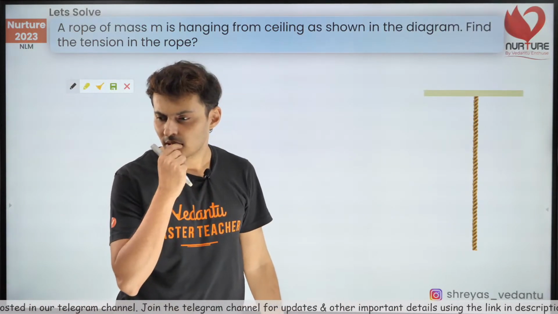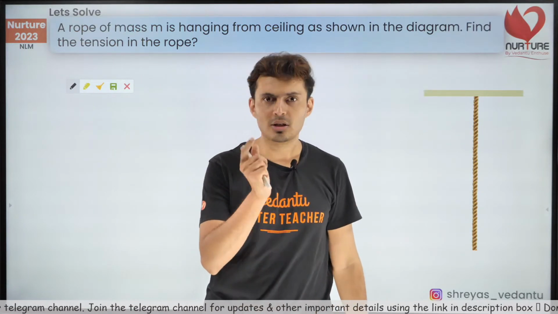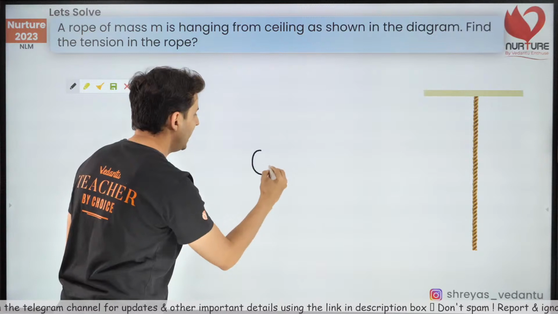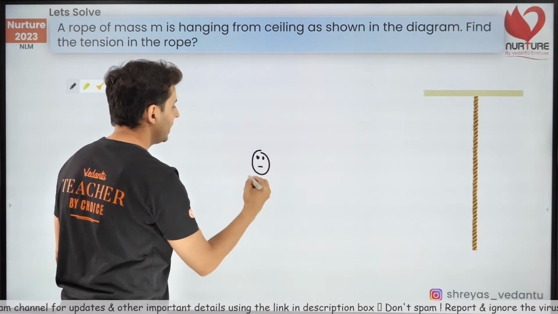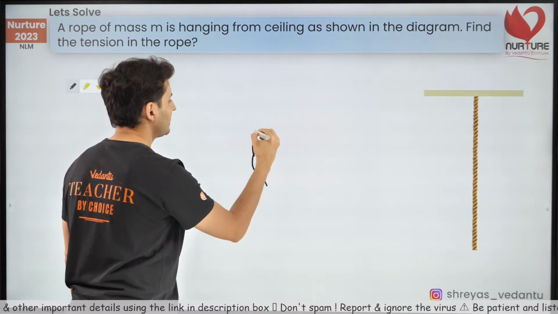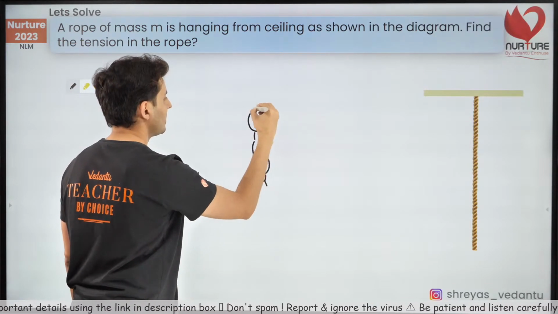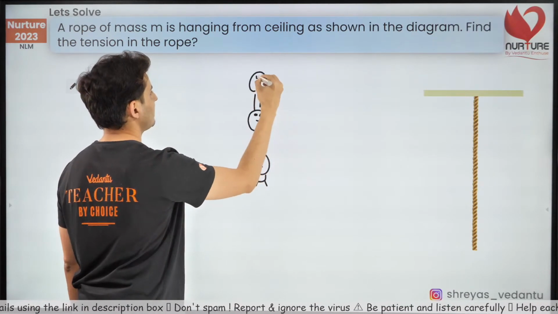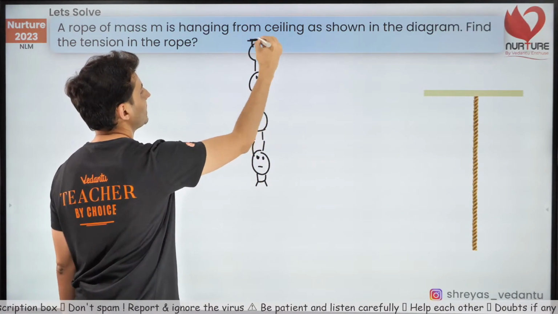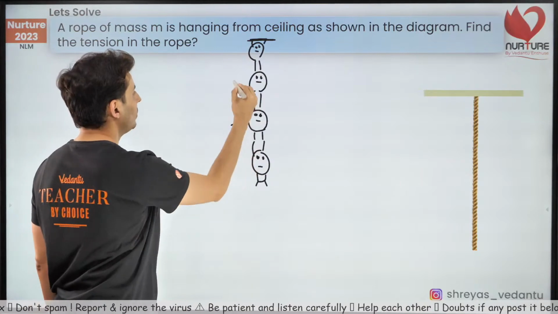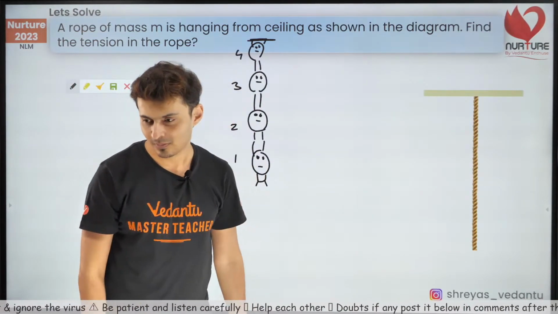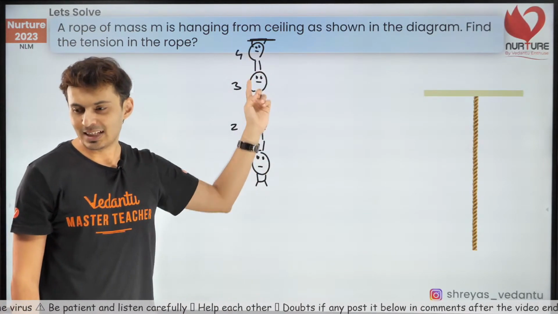Think carefully. Is the tension going to change or will it be constant? To understand that, think this way. Imagine there is a Pandu, and he is holding somebody else's legs, and that person is holding somebody else's legs, and he is holding the roof maybe. Pandu 1, 2, 3, 4. Which Pandu will feel a lot of pain?